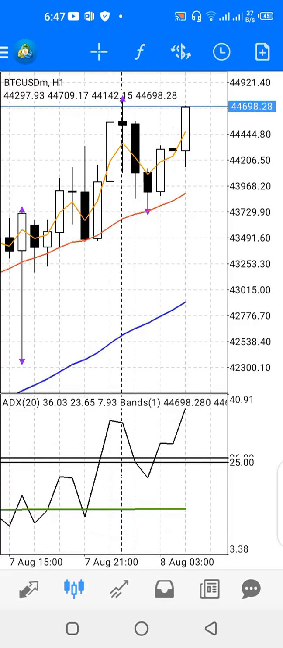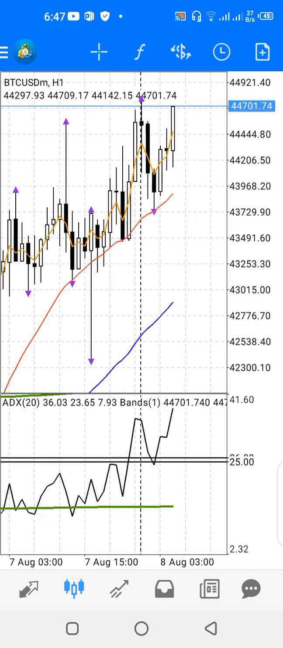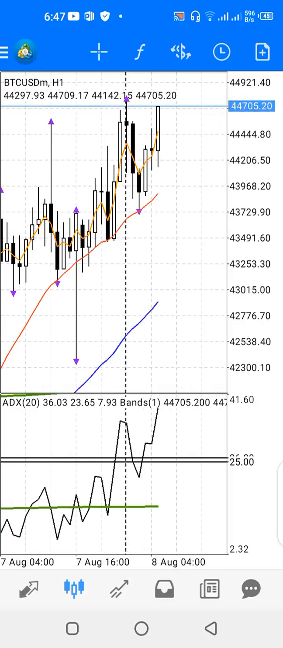So if you combine all these candlestick patterns, candlestick monitoring, with the moving average crossovers and the moving average trend movement, you can find better trade entries when trading BTCUSD. Okay, so that's that for this video.